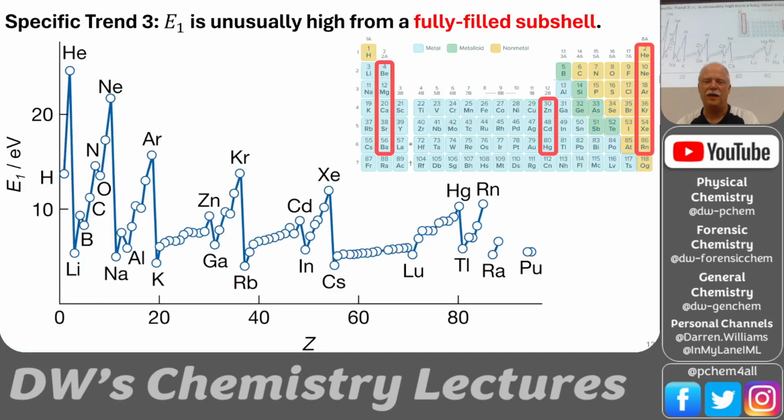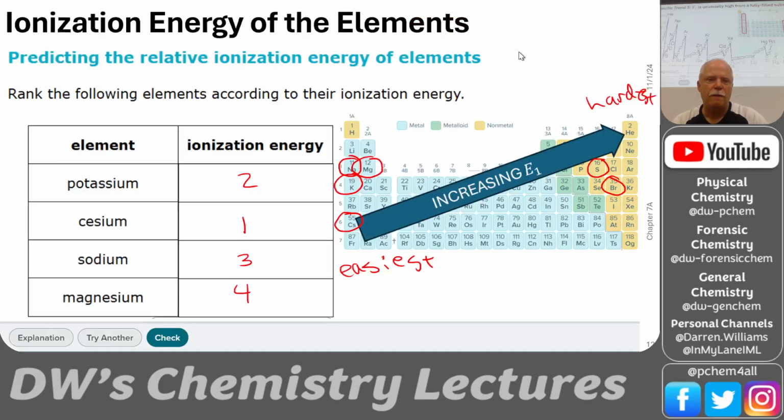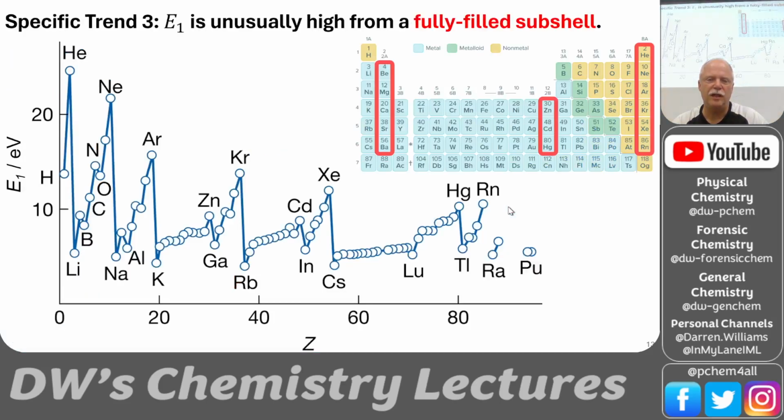Hopefully Alex doesn't do that to you. Okay, so that's using this trend in ionization potential in the periodic table. So let's look at some of these other things about the subshells. This says that the first ionization energy is unusually high from a fully filled subshell. So can we find the fully filled subshell data on this chart? Where do we see that?